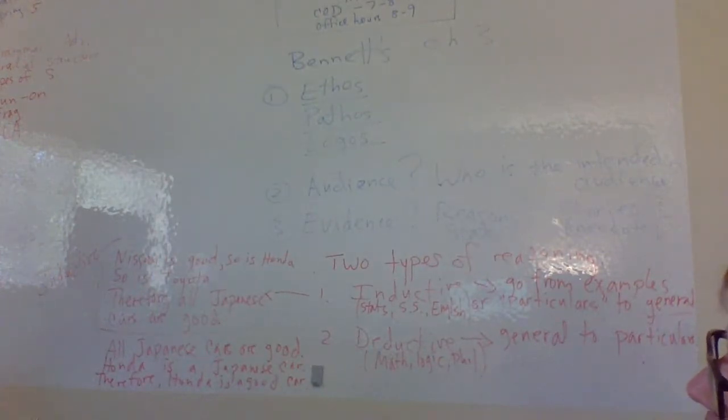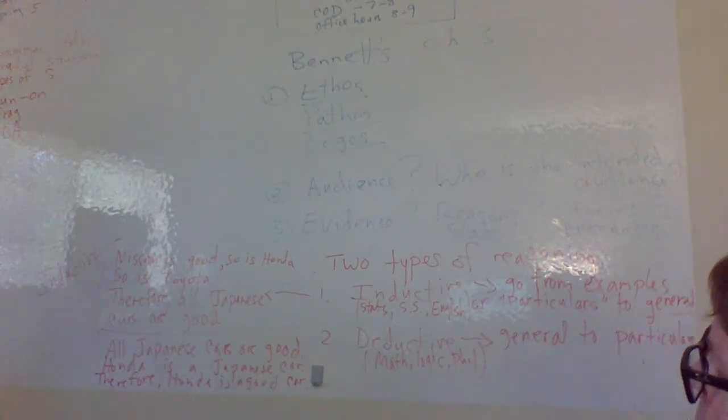Then you could say, well, therefore all Japanese cars are good, except maybe Acura. So you'd have to qualify it. But that's the weakness of it. You're giving a bunch of particular instances and then you're drawing a general conclusion. So it's not the best argument, okay? So the better argument is the following.